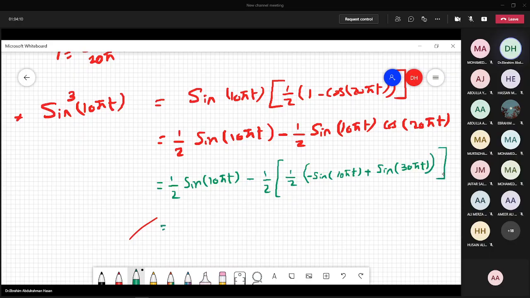Okay, open the brackets now. From here we have half multiplied by half multiplied by sine 10 pi t, so 1 over 4, minus multiplied by minus plus half, so half plus 1 over 4, so it is 3 over 4 sine 10 pi t, minus half multiplied by half, 1 over 4, sine 30 pi t.